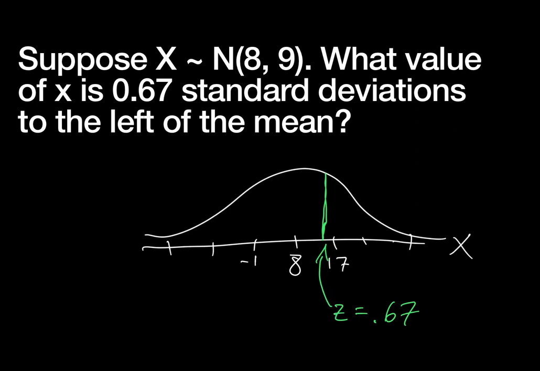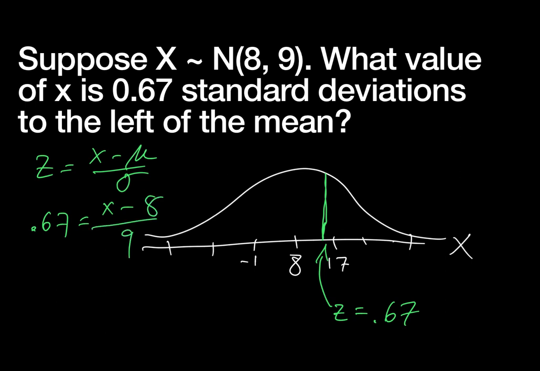So here's what I have. I'm going to remember my formula. Z equals x minus mu over sigma. 0.67 equals x minus 8 divided by 9. And now it's algebra. Multiply both sides by 9, add the 8, and that will tell you what your x score is for that value. Pretty straightforward on this.